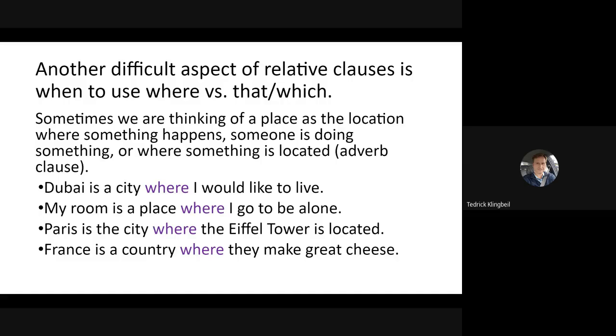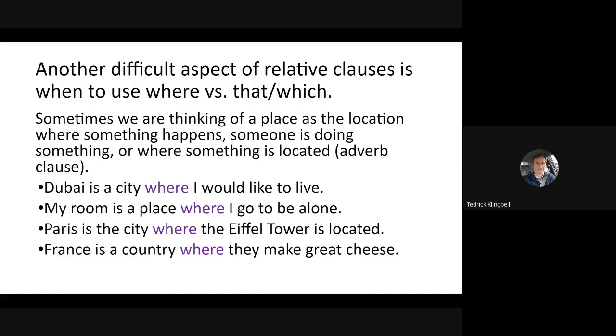Okay, so Dubai is a city where I would like to live. Next, my room is a place where I go to be alone. Paris is the city where the Eiffel Tower is located. And France is a country where they make great cheese. So obviously Dubai is a place, so we'll use where. Room is a place, so we use where. Same for Paris and France.